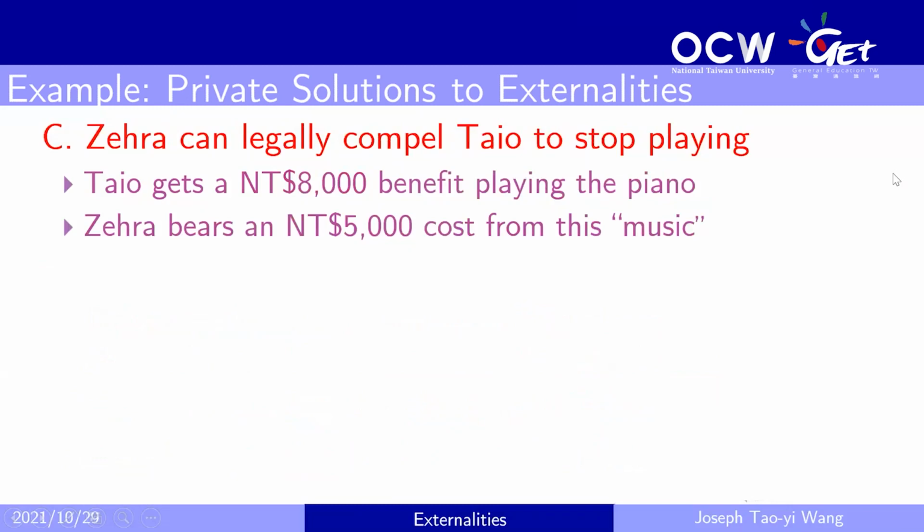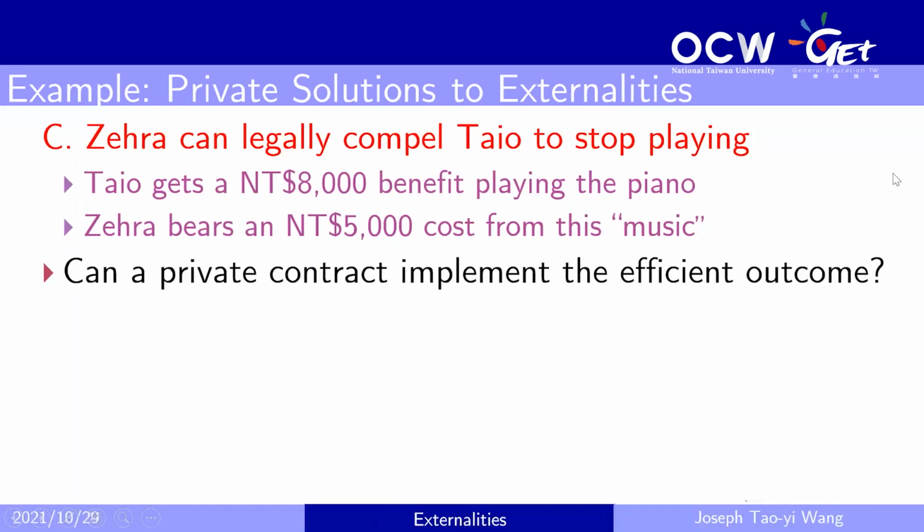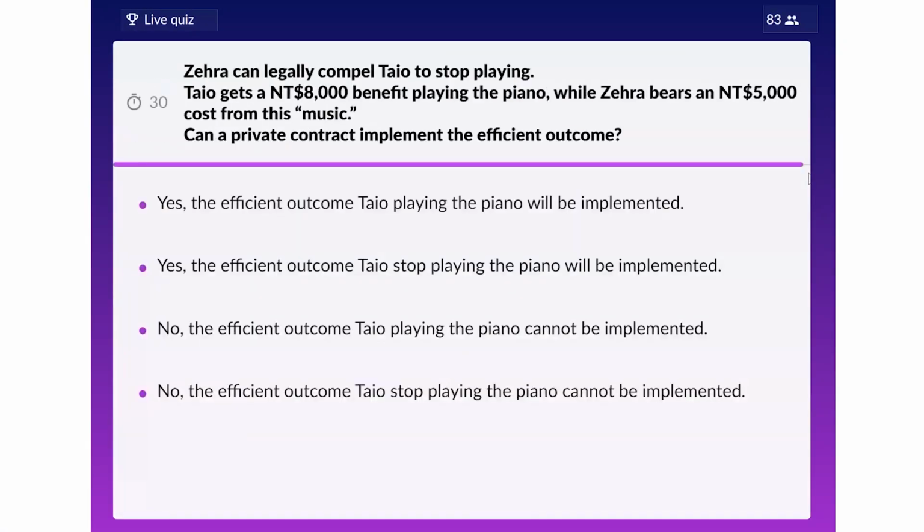But now let's say Zero can legally compel Tao to stop playing. So say the apartment has this agreement that, like, after 8 p.m., everything has to be quiet or something like that. So can a private contract implement the efficient outcome? So again, the same choices.